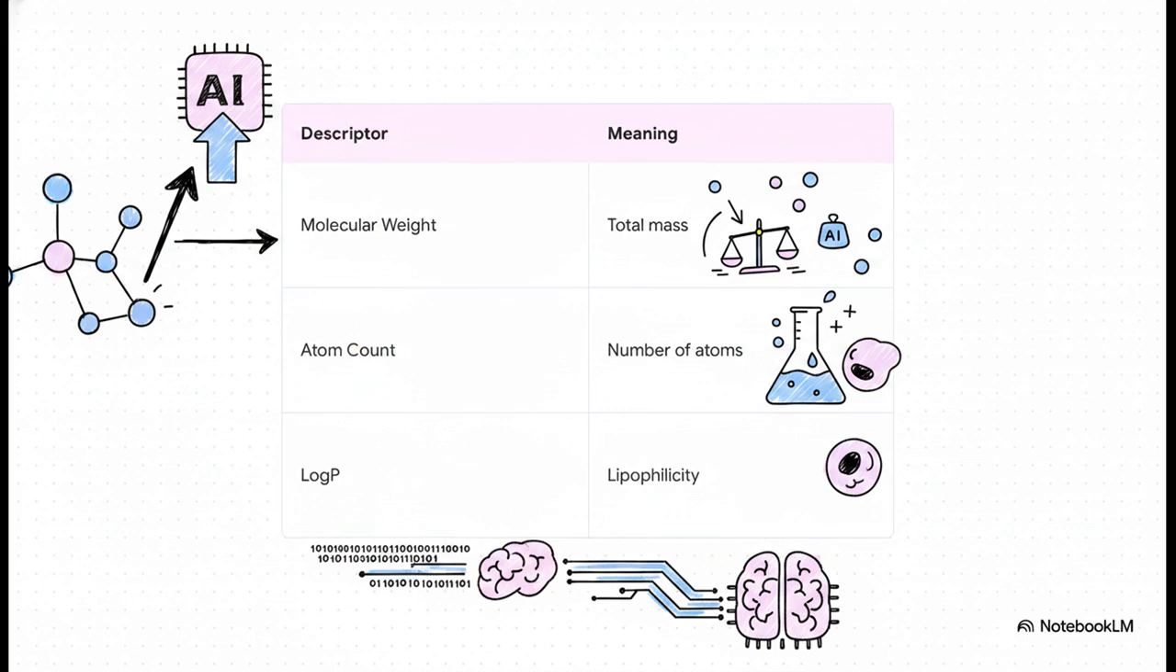We call these numbers molecular descriptors. A descriptor is just a specific numerical trait. Molecular weight is the total mass. Atom count is, well, exactly what it sounds like. Then you have things like log P, which measures lipophilicity, basically how well a molecule dissolves in fats. These descriptors are the actual input features the AI learns from. We're just breaking the molecule down into a stat sheet.